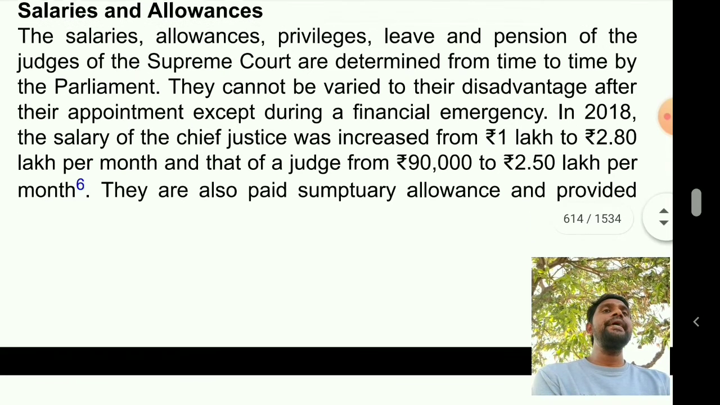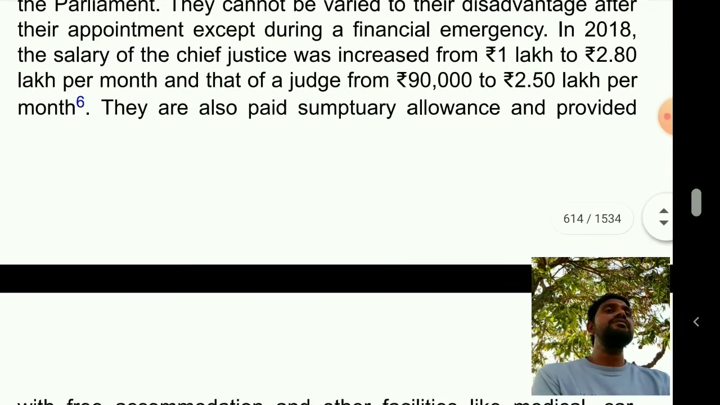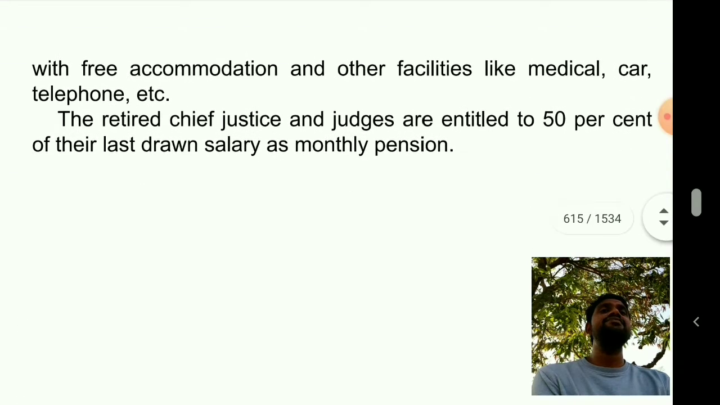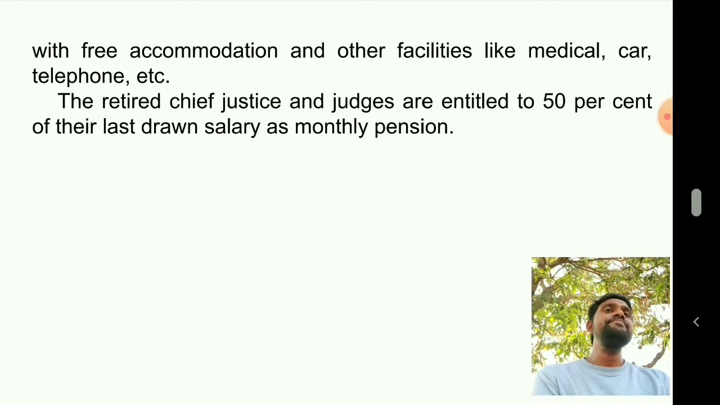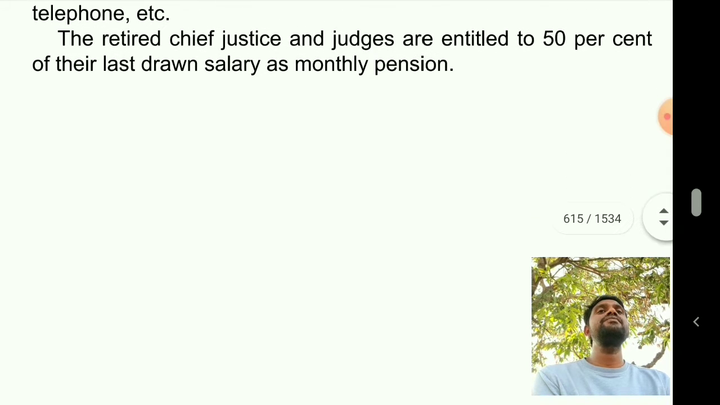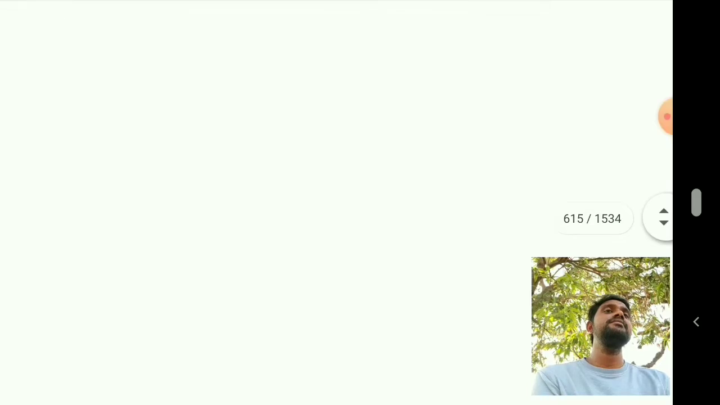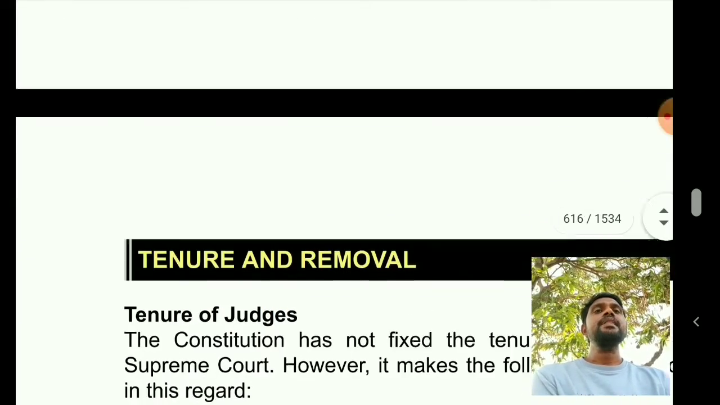They are also paid sumptuary allowances and provided with free accommodation and other facilities like medical, car, telephone, etc. The retired CJI and other judges are entitled to 50% of their last drawn salary as monthly pension.